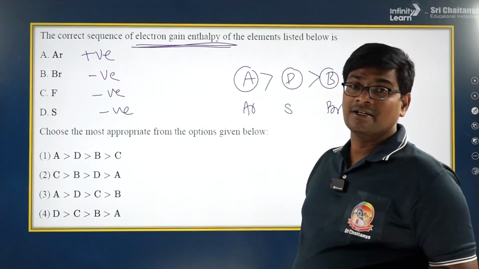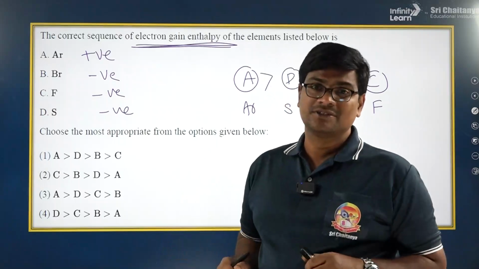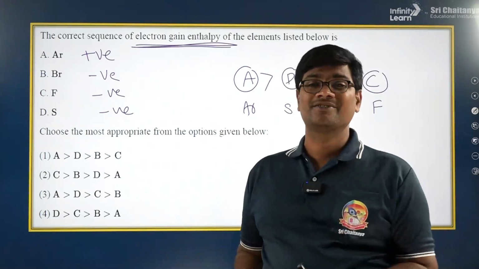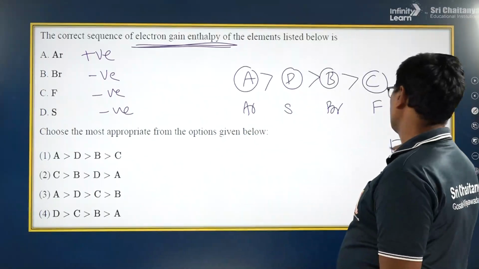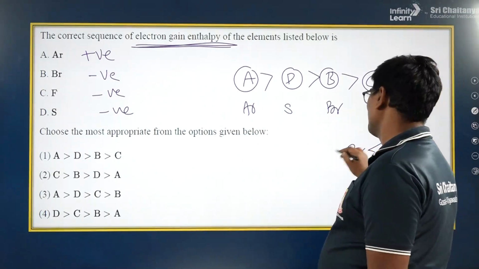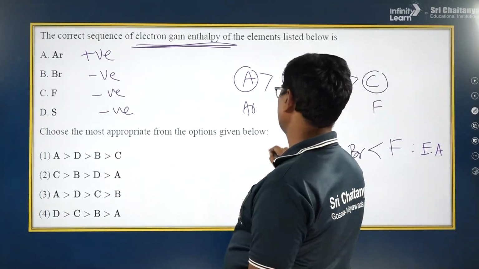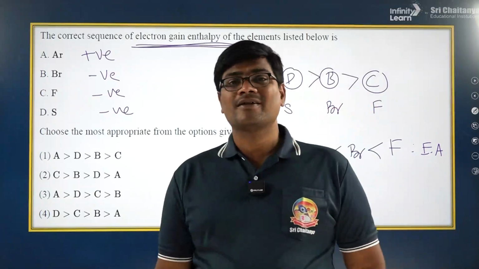So to avoid this confusion, that's why the term electron affinity is introduced. The negative, positive confusion is there. It's difficult to compare when there is a positive value and a negative value. If you consider electron affinity, what is the trend? Directly we can say fluorine has more electron affinity than bromine. This is about electron affinity. And then we are going to get sulfur, and then we are going to get argon. So that's why electron affinity is introduced, to avoid the confusion.